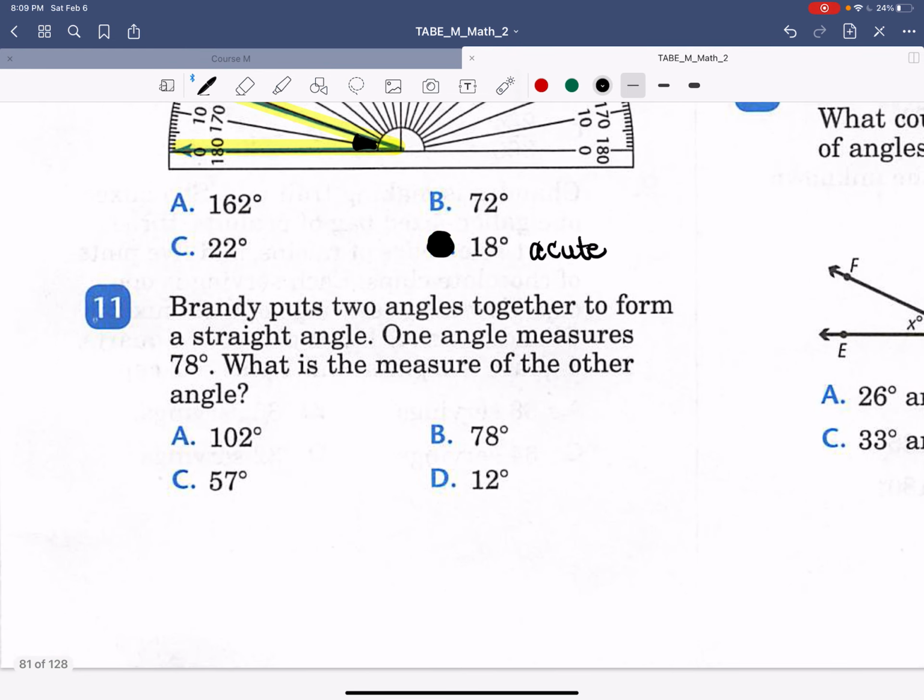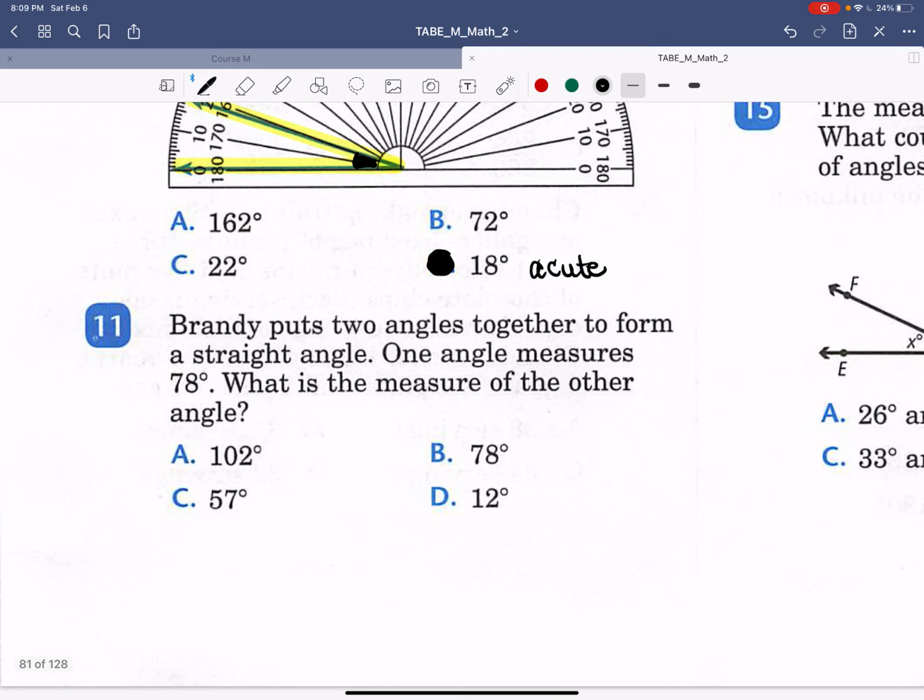Number 11. Brandy puts 2 angles together to form a straight angle. So we've got a straight angle. Now remember what you know about straight angles. They are how many degrees? 180. They're half of a circle. So the straight angle is 180 degrees.